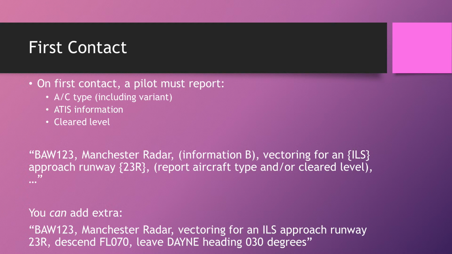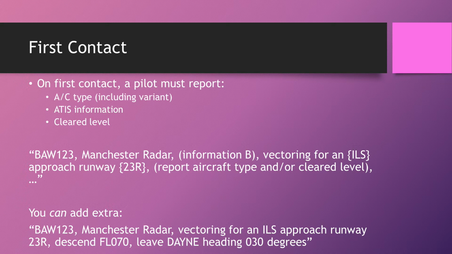So, if a pilot didn't report any information, you would say everything that's in that bit of RT. If they reported all the information, you would take out the bits in normal brackets. The bits in curly brackets, the ILS and 23 right, are just bits of information you could change. So you could say vectoring for a visual approach runway 23 left, for example.